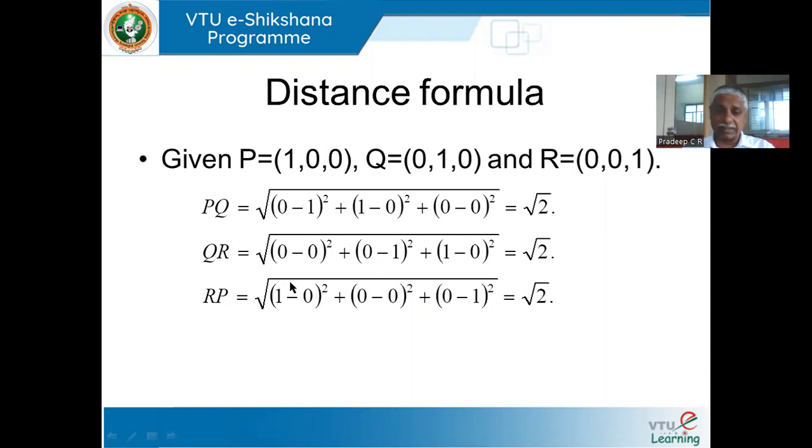You can see both ways are same. So R is x2, y2, z2 and Q is x1, y1, z1 and P is x2, y2, z2. So x2 minus x1, that is 1 minus 0 whole square plus 0 minus 0 whole square plus 0 minus 1 whole square. Again, you will get root 2. You just check. There is nothing much in what I am telling you. Just which one to make x2, y2, z2, which one to make x1, y1, z1.